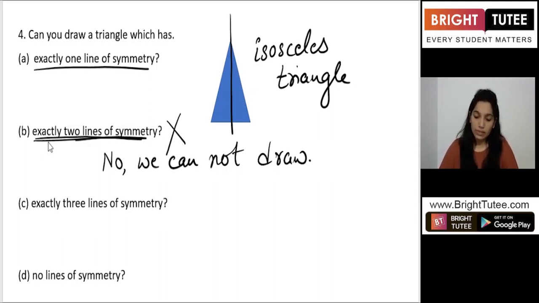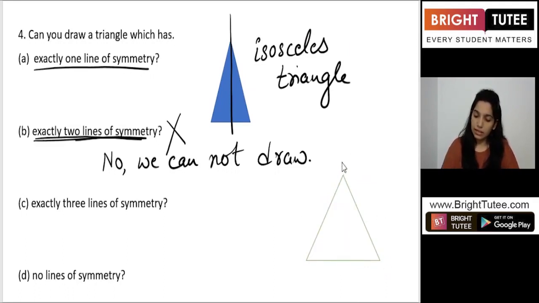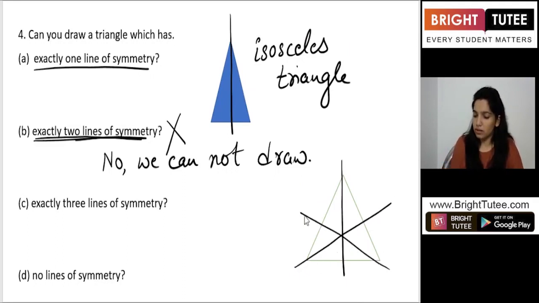Okay, now it says exactly three lines of symmetry. I'm sure the answer is already with you. If you draw an equilateral triangle, then it will have exactly three lines of symmetry. So it's 1, 2 and 3. Oh, this 3 is really bad.